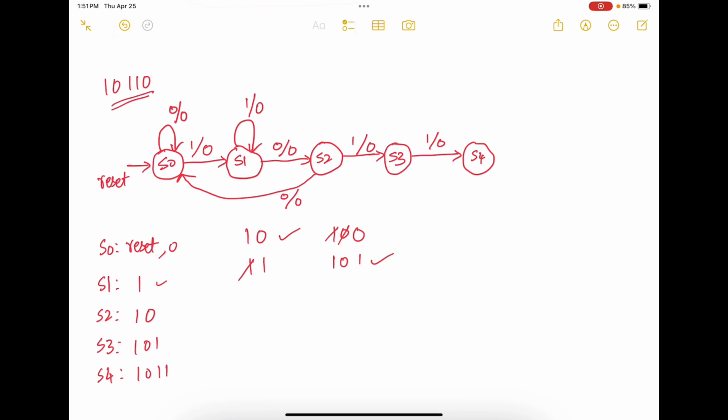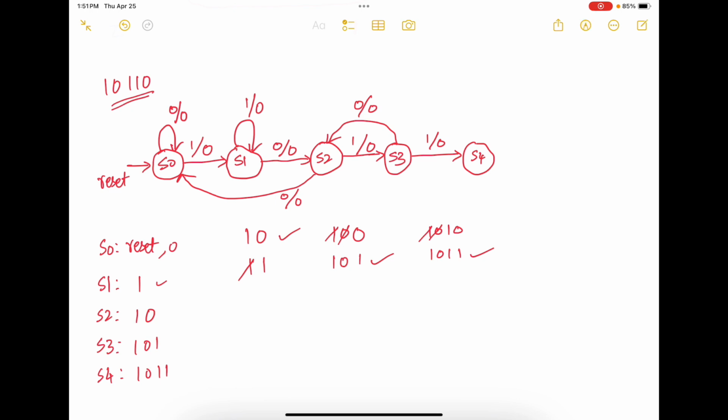From S3, which is 1, 0, 1, you can either get a 0 or you can get a 1. Now if you get a 1, you move to S4. We are done with that. If you get a 0, let's see what happens. Is there a state with 1, 0, 1, 0? No. Is there a state with 0, 1, 0? No. Is there a state with 1, 0? Yes, that is S2. So you move back to S2 with the output still deasserted.